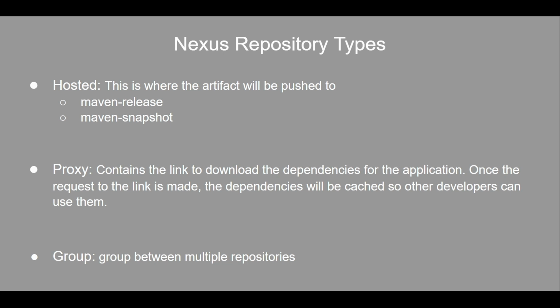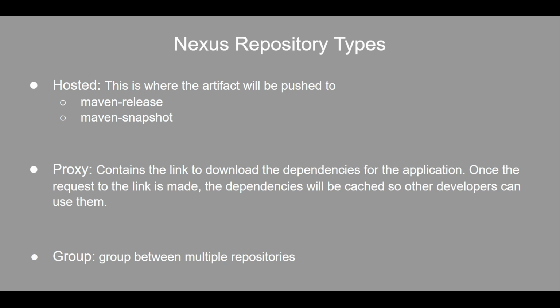The second kind is the proxy repository, which contains the link to the remote external repository, where you can download the components or dependencies the application needs. These components are going to be fetched from the remote repository and then cached in the Nexus proxy repository. So that means that subsequent requests for the same dependencies are not going to go to the remote repository. Instead, they're fulfilled from the proxy repository, which will eliminate the network bandwidth and time overhead of retrieving the components from the remote repository again.